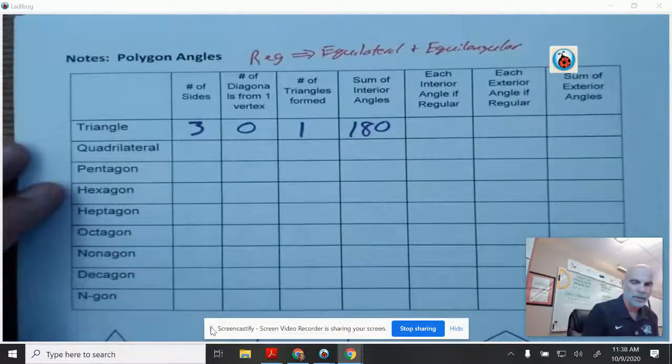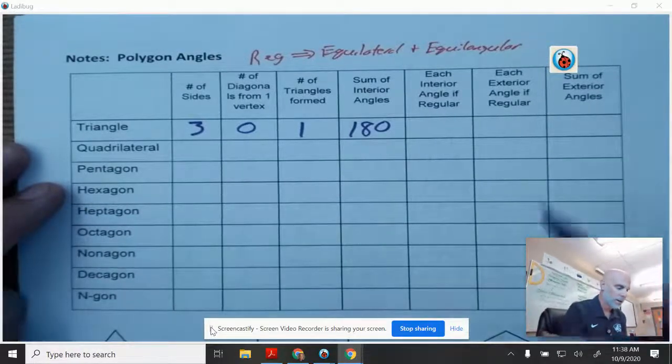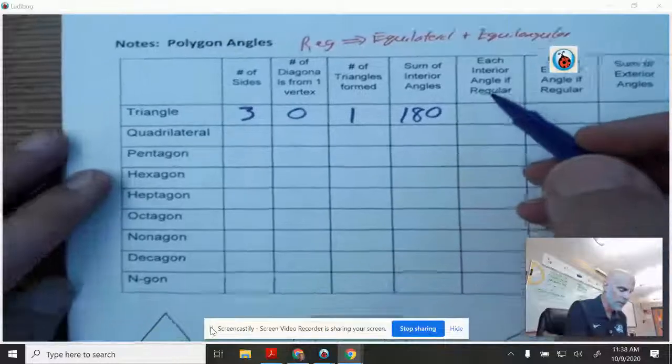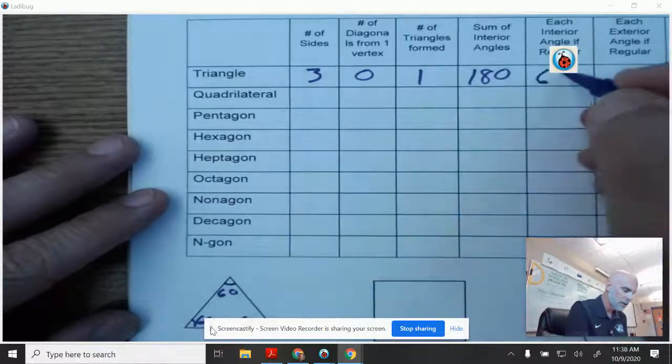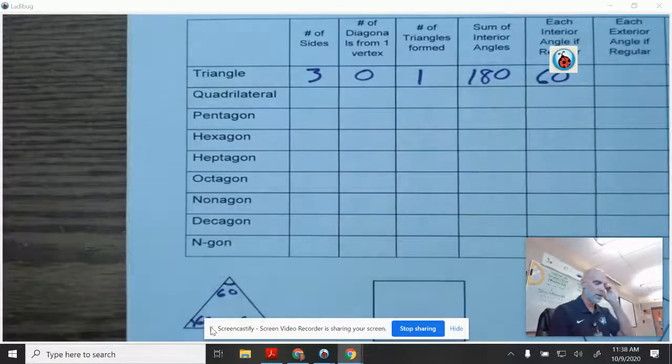Okay, so continuing on here. If we've already done this, because remember, if it's the perfect equilateral triangle, we know that all of these are 60, because I do 180 divided by 3. All right, so each, if it's the perfect triangle, there's 60.